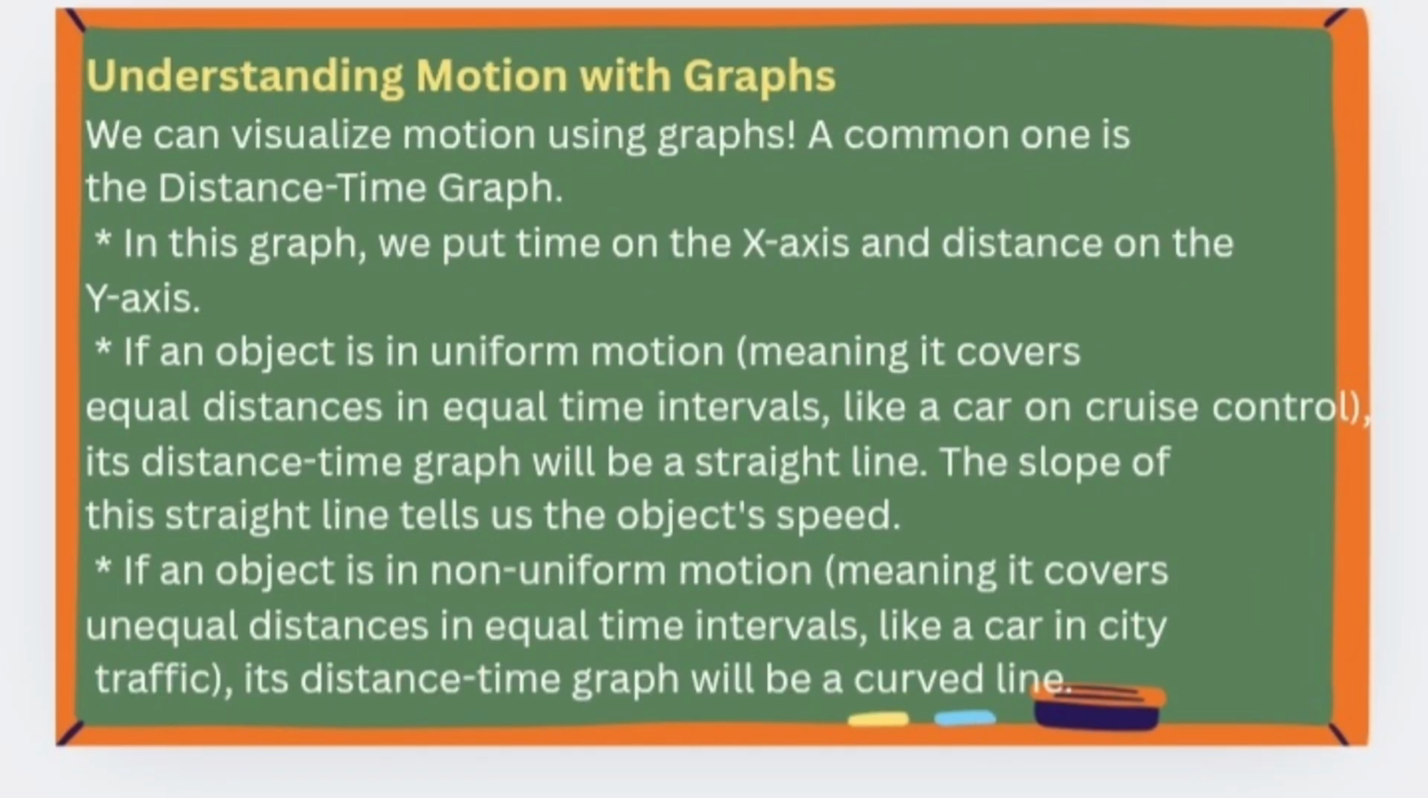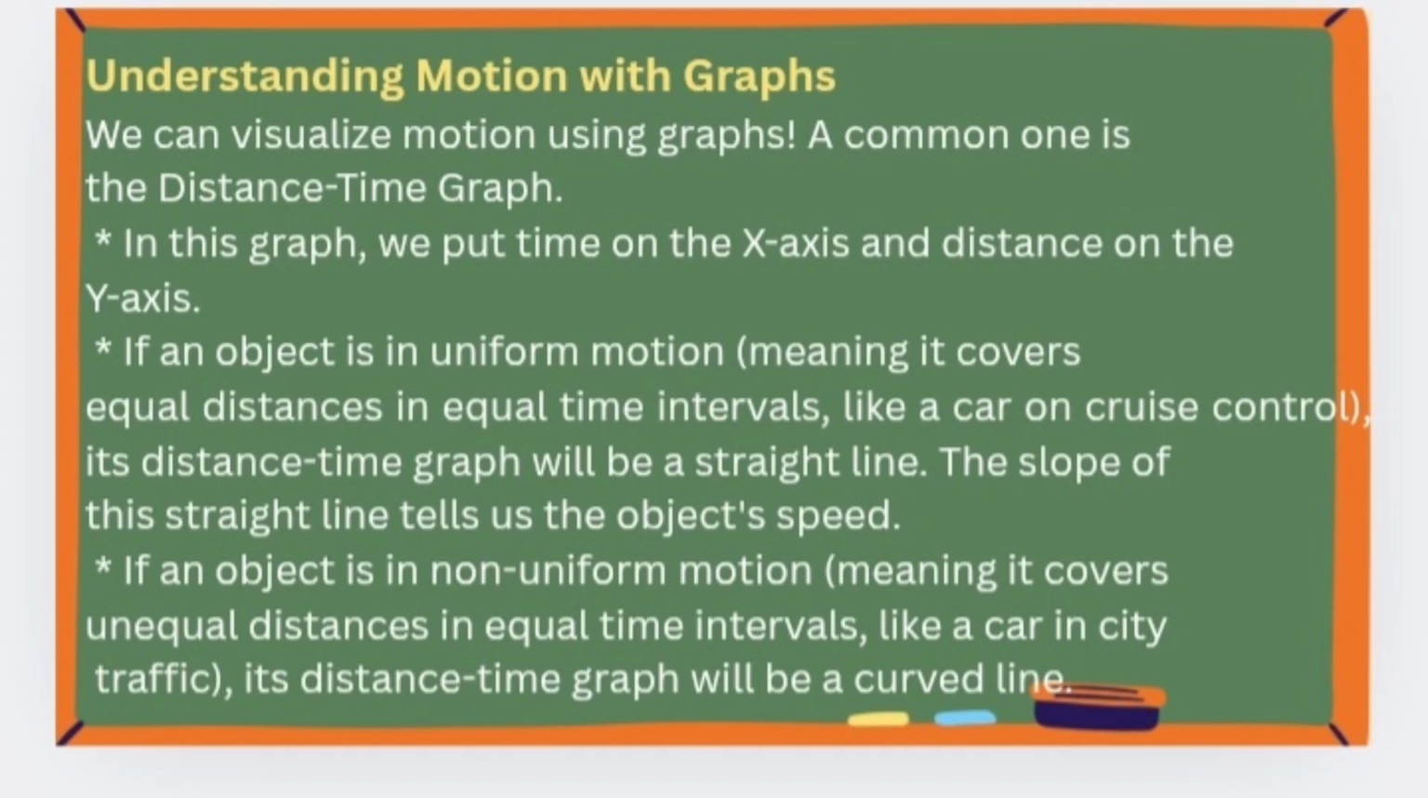Understanding motion with graphs. We can visualize motion using graphs. A common one is the distance-time graph. In this graph, we put time on the x-axis and distance on the y-axis. If an object is in uniform motion, meaning it covers equal distances in equal time intervals, like a car on cruise control, its distance-time graph will be a straight line. The slope of this straight line tells us the object's speed.